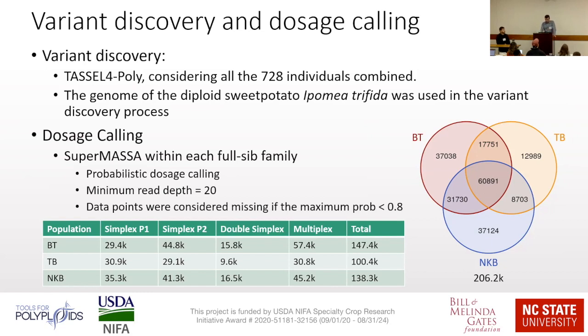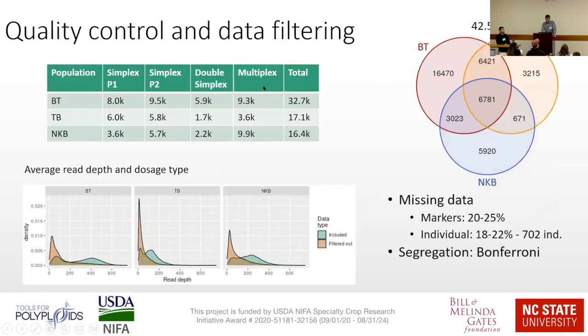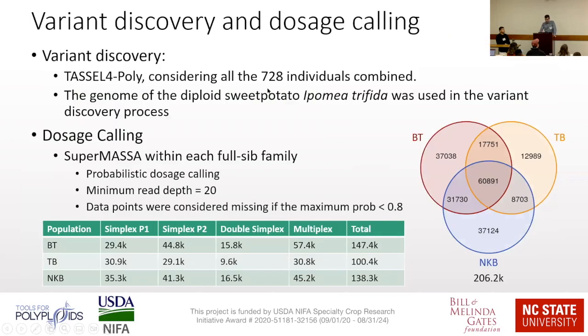In this case, we considered all 728 individuals combined, and we used TASSEL4Poly, which is something that Guy implemented, a modification of TASSEL for polyploids. And we used the diploid sweet potato genome from Ipomoea trifida. Yeah, that's the name.